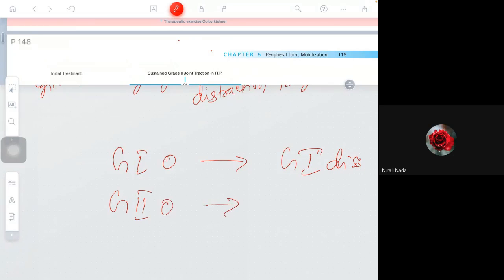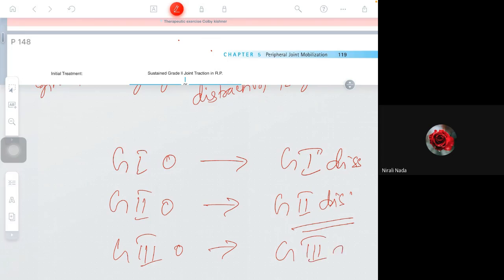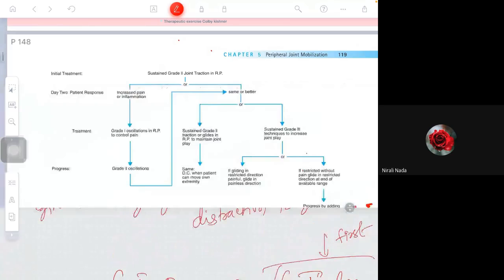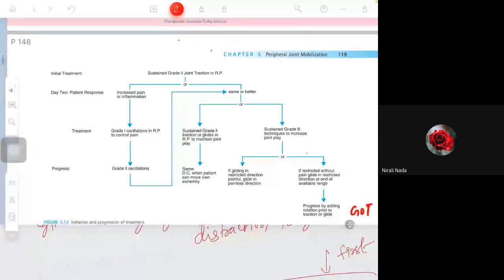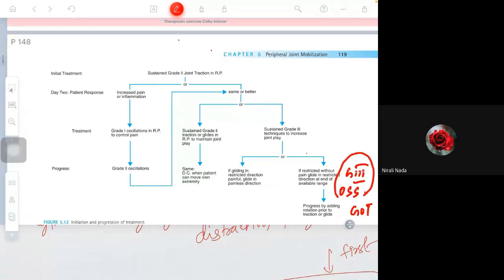That is, if you want to give grade 1 oscillation, first you have to give grade 1 distraction. Grade 2 oscillation, if you want to give, grade 2 distraction should be done first. Grade 3 oscillation, grade 3 distraction should be given first. Clear? That is why this is grade 3 oscillation. Before giving grade 3 oscillation, first you had given grade 3 distraction.